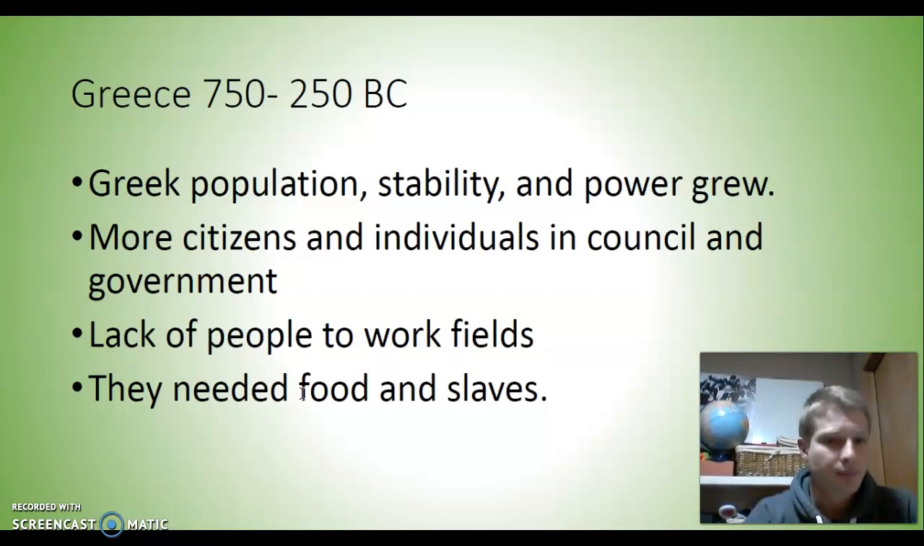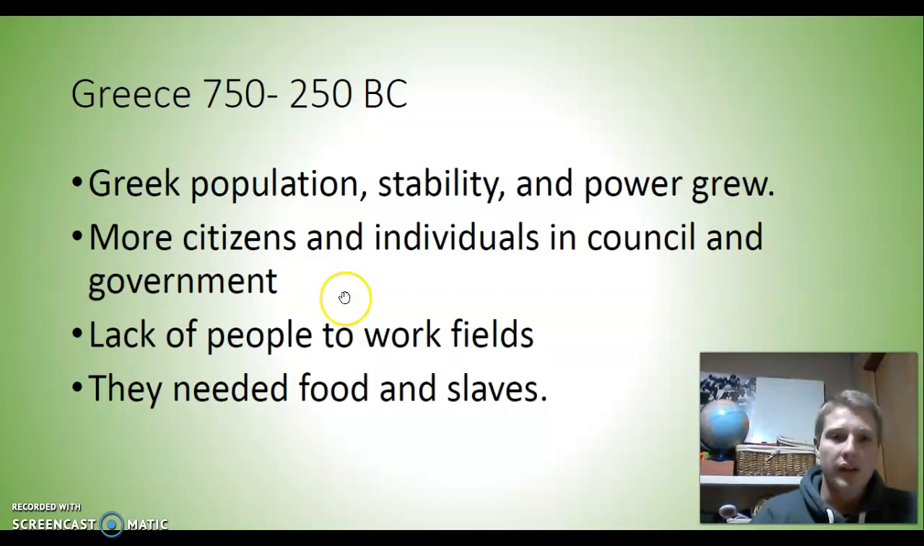Okay, they started giving more rights to citizens, individuals in the council. People started to spend less time working for providing for themselves, for getting food, right? And a lot of the work was left to the slaves, to people who are lower in society, the peasants and the farmers. So through this development of government, the development of an economy, the development of stability and laws, they began to lose their working force. So they had lack of people to work the fields. They needed a solution. Okay, they needed food and they needed slaves to work for them.